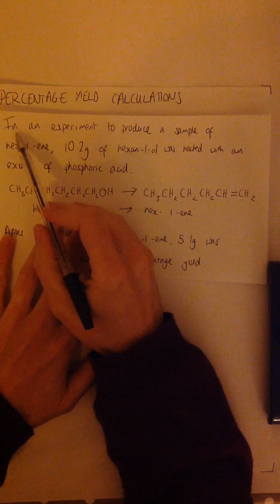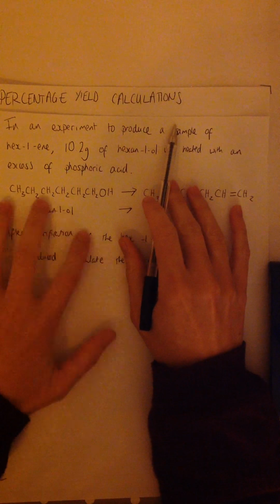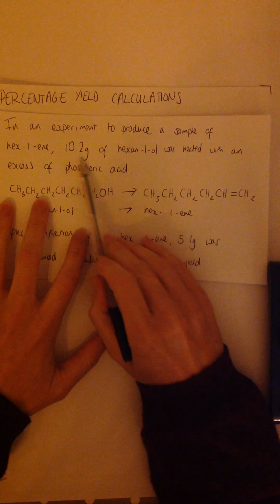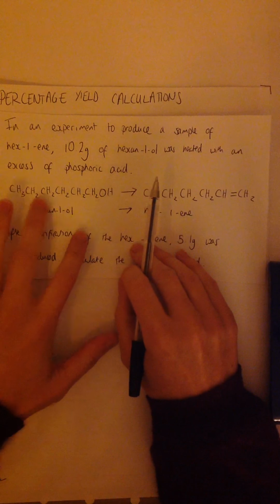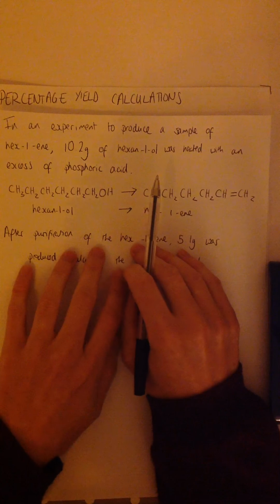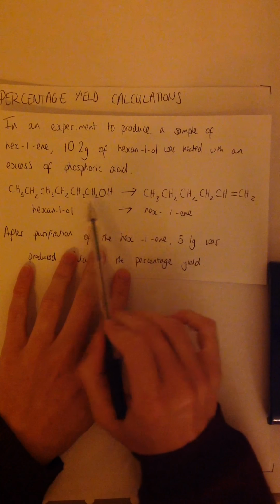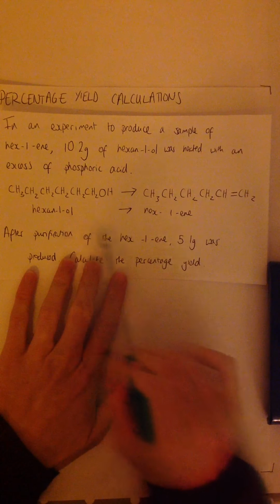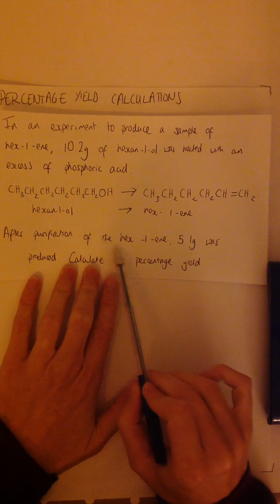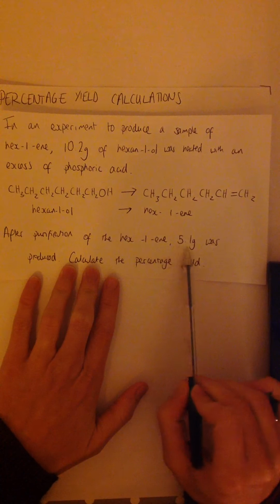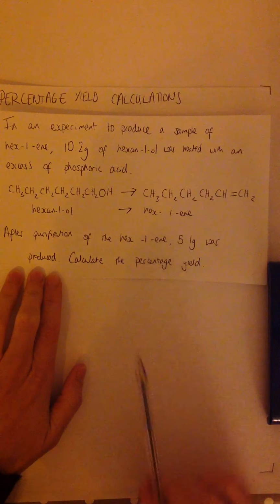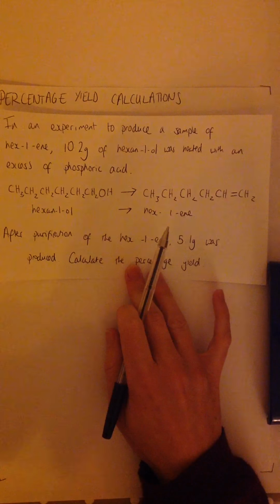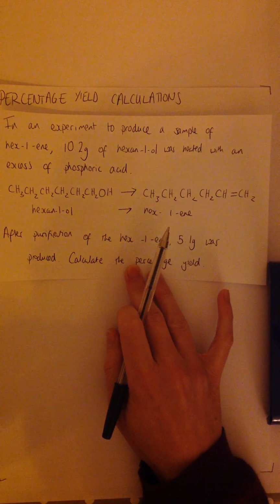So, in an experiment to produce a sample of Hex-1-ene, 10.2 grams of hexanol was heated with an excess of phosphoric acid. The necessary parts of the equation are as follows. After purification of the Hex-1-ene, 5.1 grams was produced. Calculate the percentage yield. So the first thing we need to do is calculate the theoretical yield.